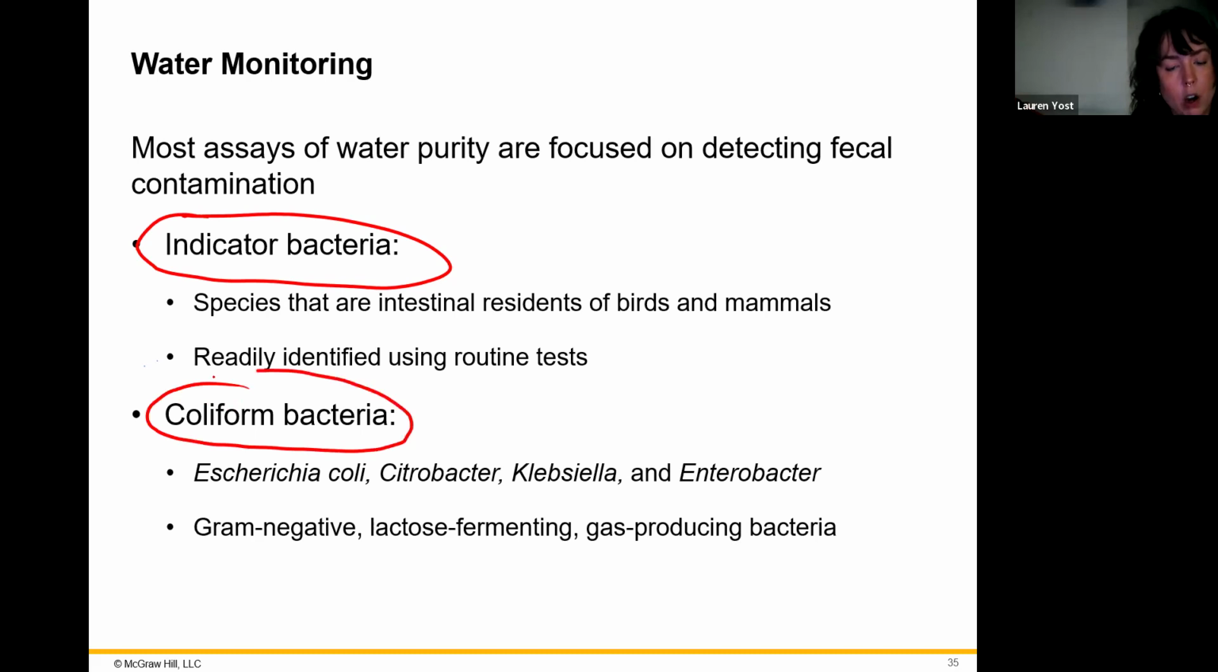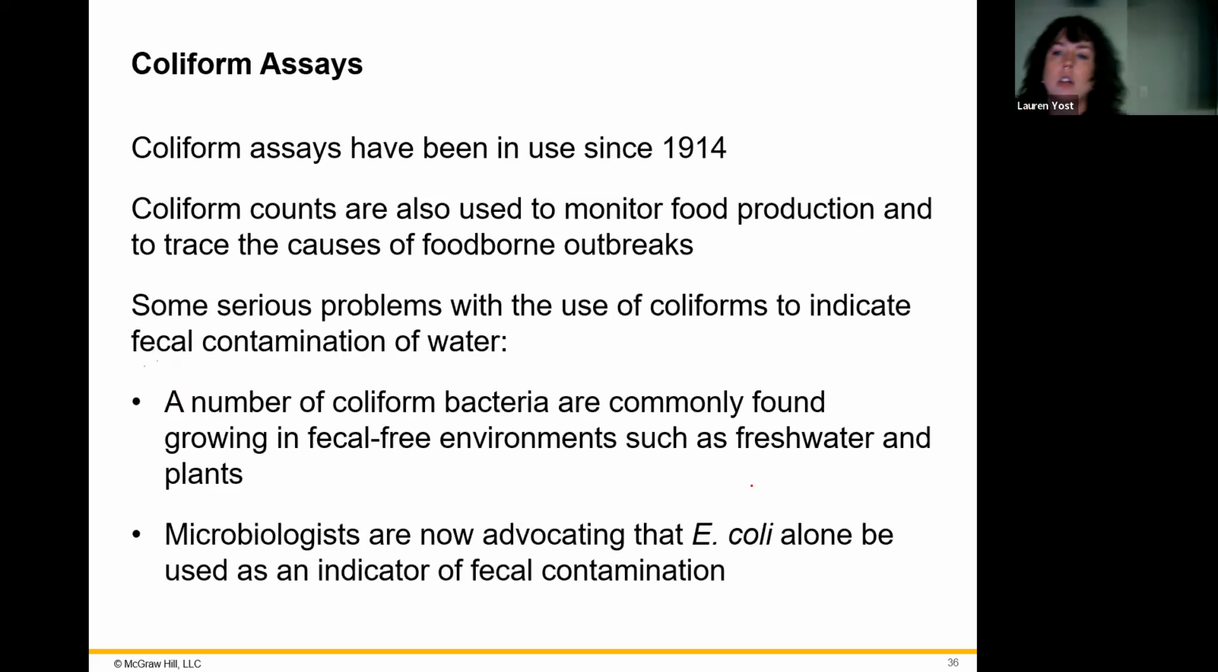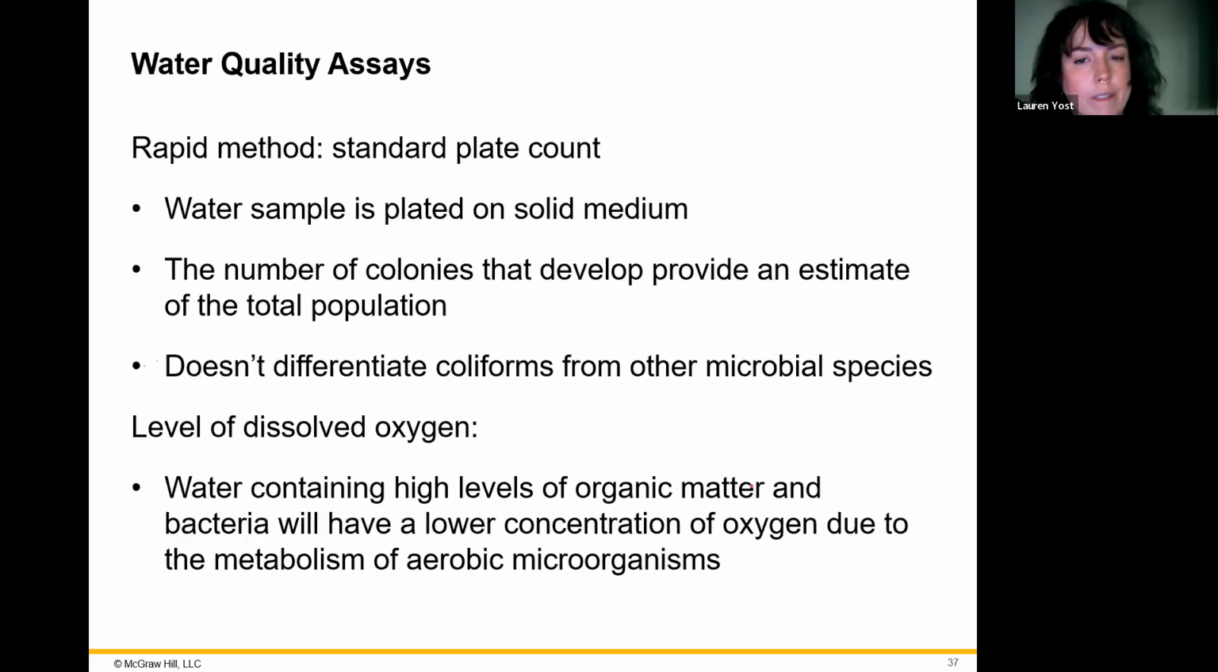Our indicator bacteria are called coliform bacteria. This includes E. coli, Citrobacter species, Klebsiella species, and Enterobacter. They're all just going to be found basically in the colon. All right. So coliform, just like E. coli, like coli, that coli. Okay. So these are coliform assays. It's been used since 1914 to look for our indicator bacteria. If the indicator bacteria are there, then we're going to assume pathogens could be there.